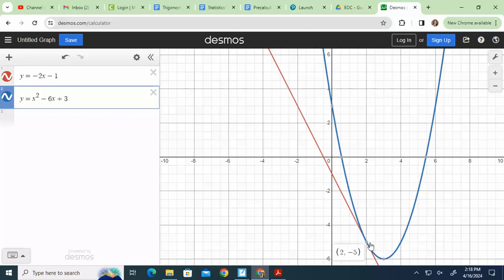But we need that point where they touch. And where is it? 2, negative 5. So you kind of can zoom in or out as needed. If you click on it, it's telling me that is the point where they touch. If you zoom in enough, they aren't really touching there. They're just getting very close to each other.